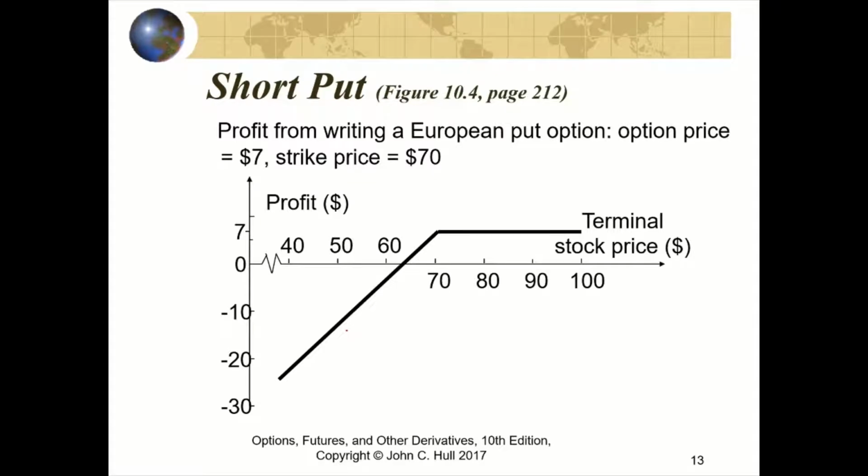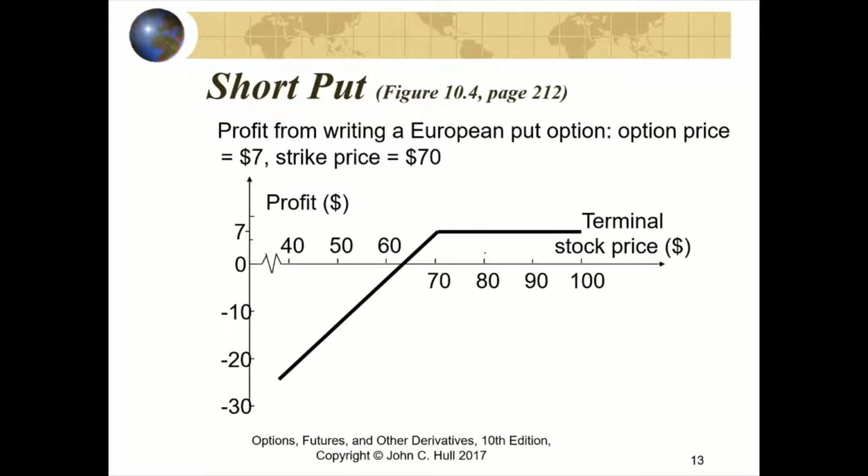Okay, now let's look at a short put position. Again, same option, same premium and same strike price. Now, the investor who takes a short position in a put option will receive the premium of $7. So if the stock price increases, then he is going to keep the premium because the counterparty, the long investor, will not exercise.